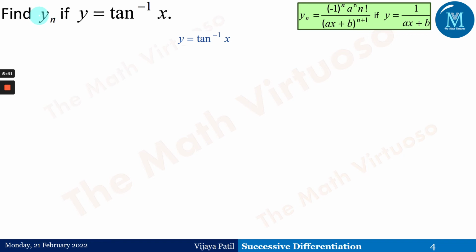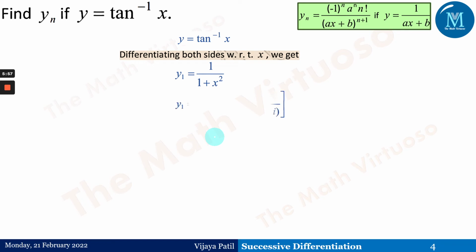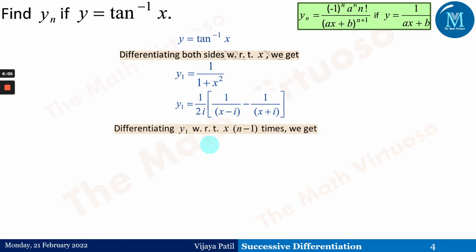So find yn if y is equal to tan inverse of x. We know that we can't directly apply the nth derivative to this function tan inverse of x. So we have to take one step here, that is differentiating with respect to x. If we differentiate with respect to x, we get 1 upon 1 plus x square, which can again be split into factors as 1 upon (x plus i)(x minus i).